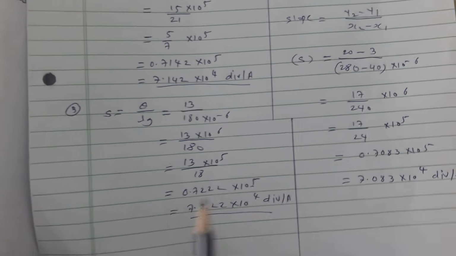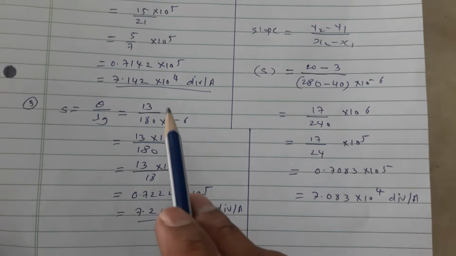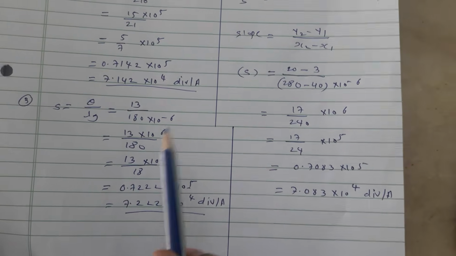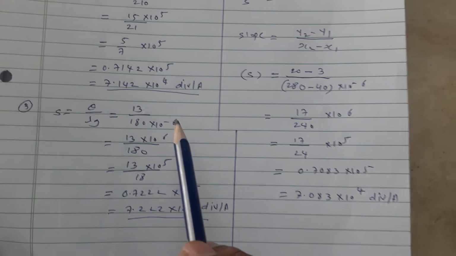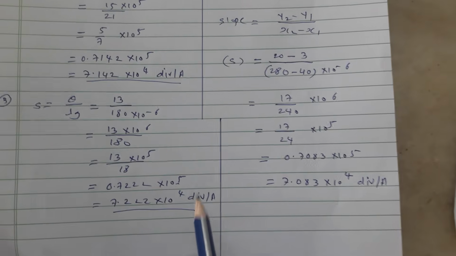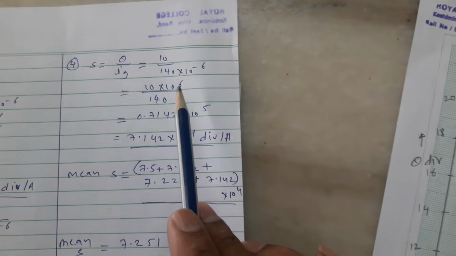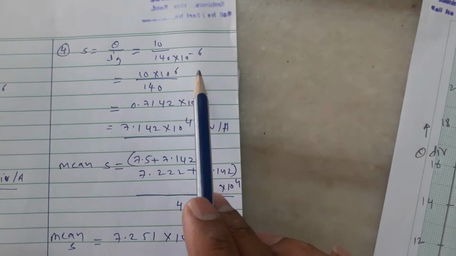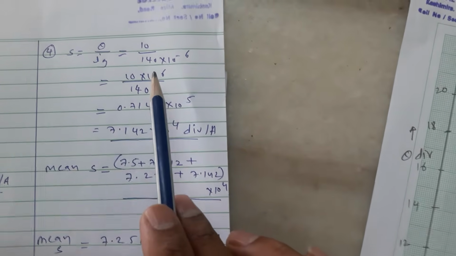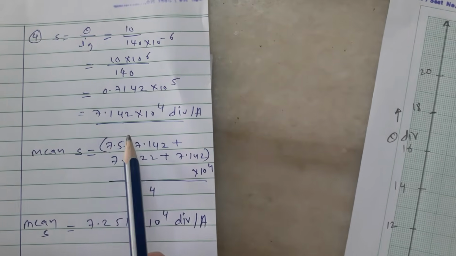Third calculation: theta is 13 and current is 180 into 10 raised to minus 6. So 13 upon 180 into 10 raised to minus 6. In the same manner, we take 10 raised to minus 6 up as 10 raised to plus 6. The answer is 7.222 into 10 raised to 4 division per ampere. Last calculation: S is equal to theta upon Ig. Theta we have 10 upon 140 into 10 raised to minus 6. More or less the same way, our calculation comes out to be 7.142 into 10 raised to 4 division per ampere.